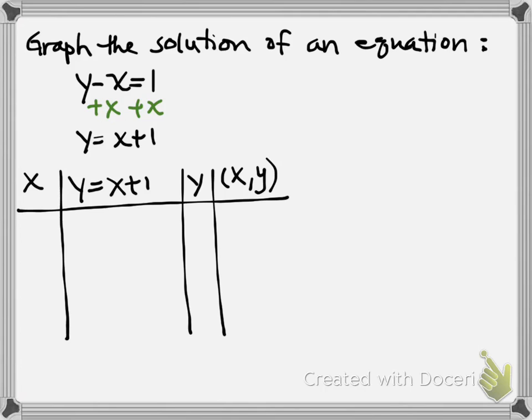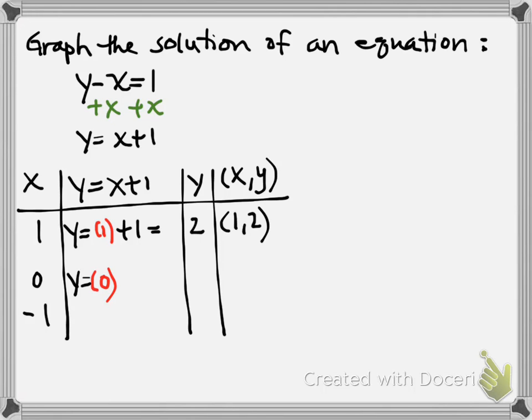So the coefficient of x is 1. So I'm going to pick my standard favorites, 1, 0, and negative 1. So I have y equals, and then I plug in 1 plus 1, and 1 plus 1 is 2, so I've got 1, 2 as my solution. So my domain and range together make that ordered pair. And then next, I'm going to plug in 0 for x. And this is a really easy question because I had no coefficients, so I have very little math to do, and 0 plus 1 is 1.